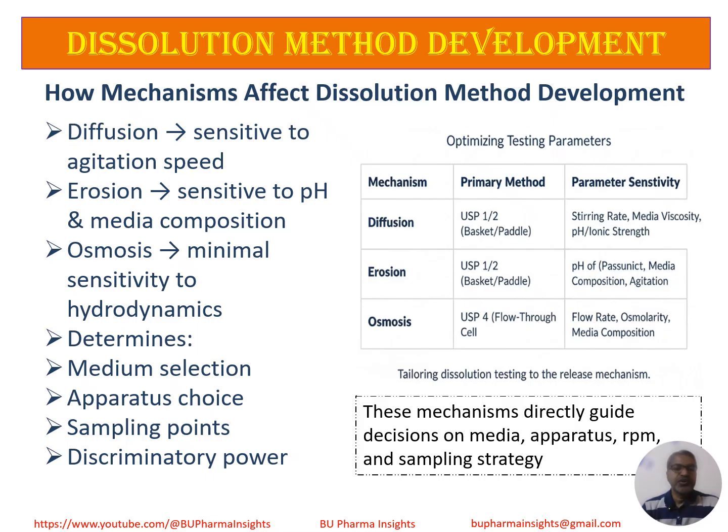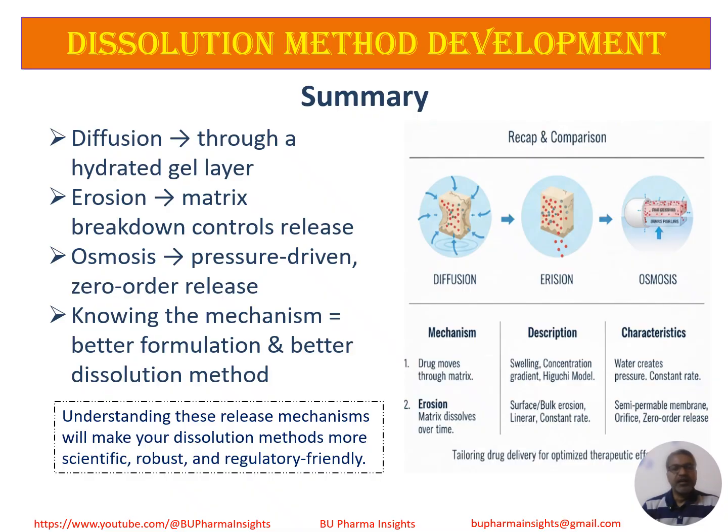For example, diffusion-controlled systems are sensitive to agitation speed, erosion-controlled systems are sensitive to pH and media composition, and osmotic systems show minimal sensitivity to hydrodynamics. Because of this, release mechanism determines which medium to use, which apparatus to select, where to place sampling points, and how discriminatory the method will be. Most importantly, understanding the mechanism is the foundation of IVIVC, regulatory justification, and risk assessment. In real life, across QC, R&D, and regulatory filings, understanding drug release mechanism makes all the difference.